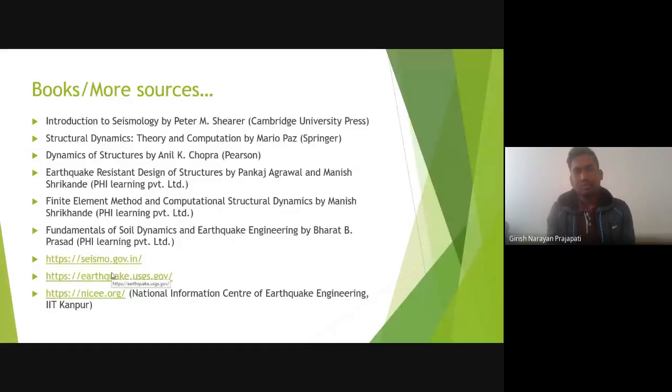These books show the calculations based on the Indian code, IS 1893-2016, part 1, and it is one of the good books. Both Pankaj Agrawal and Manish Shrikhande were my professors at IIT Roorkee when I was doing my master's. And another book is by Manish Shrikhande, Finite Element Method and Computational Structural Dynamics.